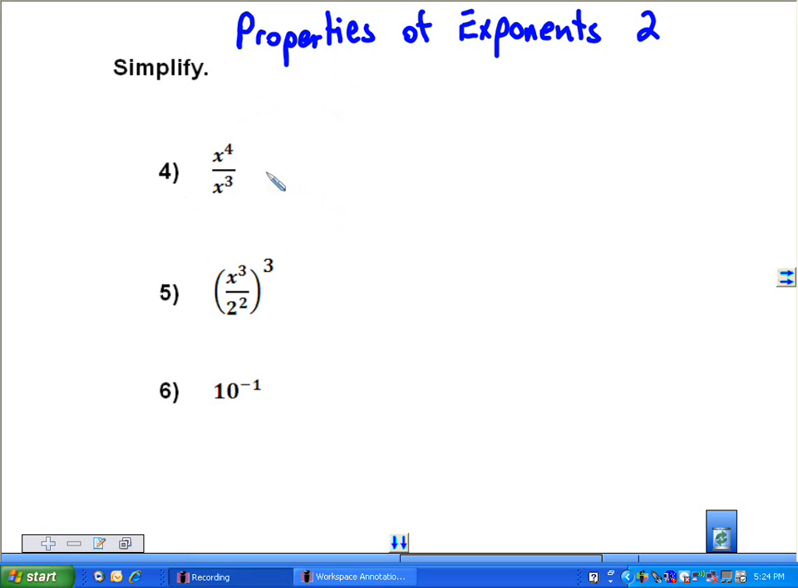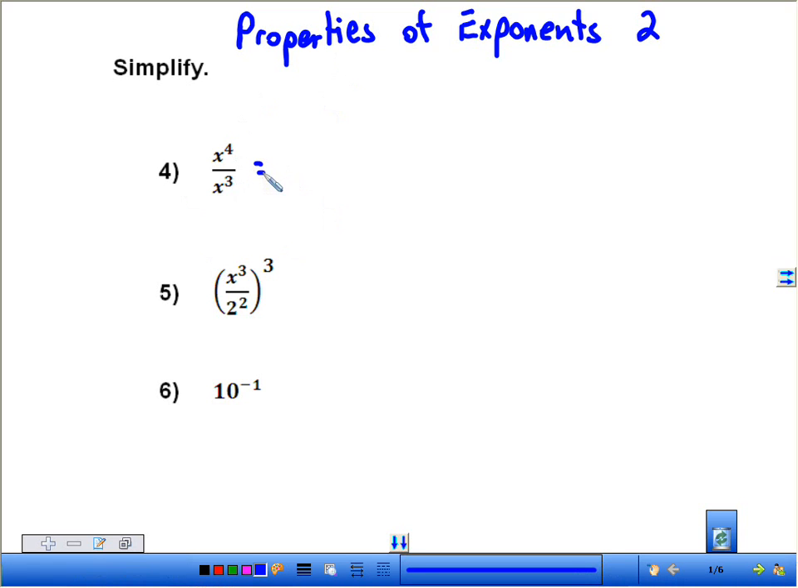Here are some other properties of exponents. When we're dividing, we're going to subtract the exponents. So I take x to the power of 4. 4 is my largest number, and I'm going to subtract the 3. So I'm left with x to the power of 1, and I don't ever have to write that 1 in the exponent. I'm going to leave my answer just like that.